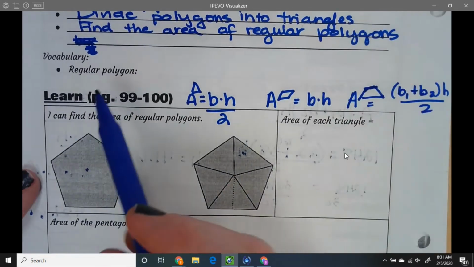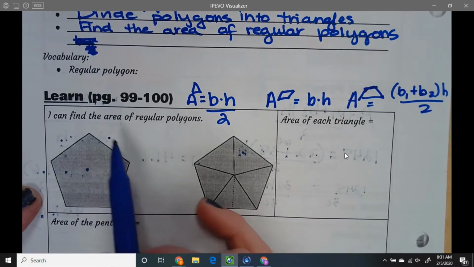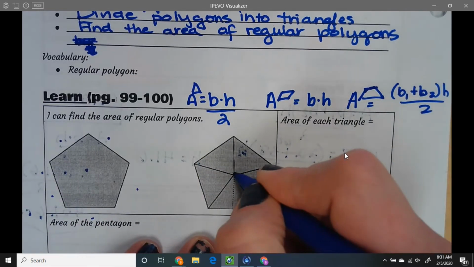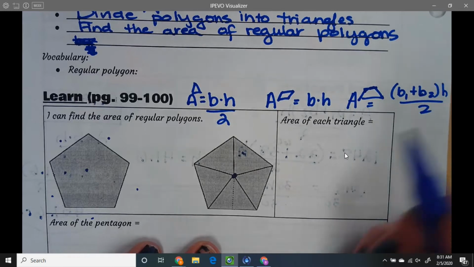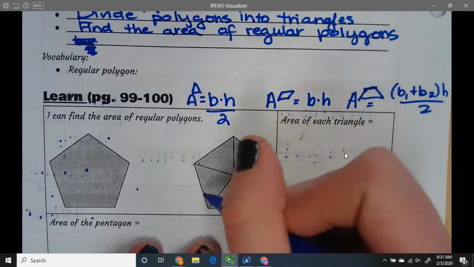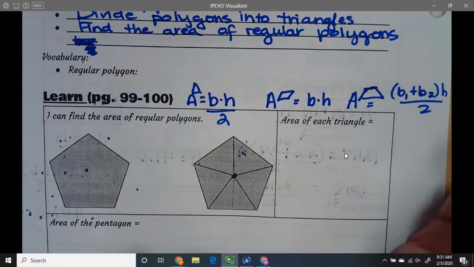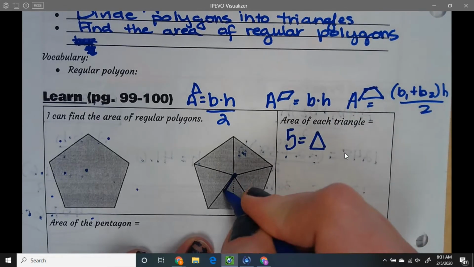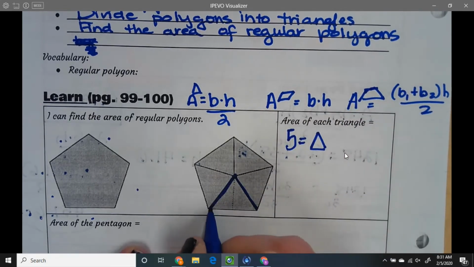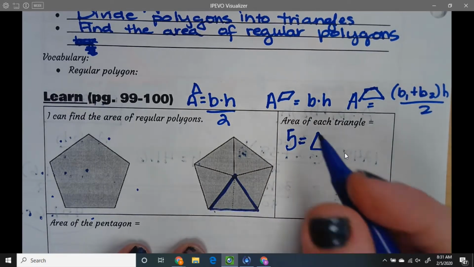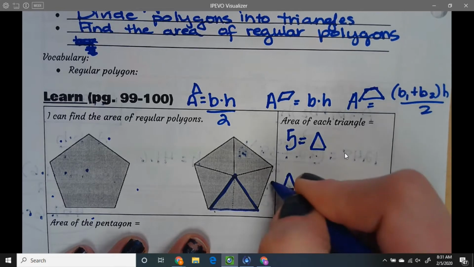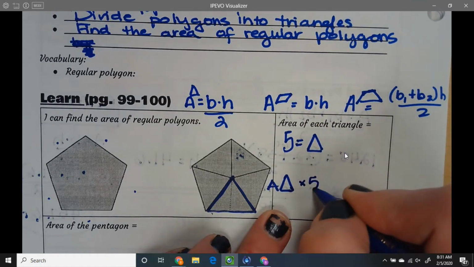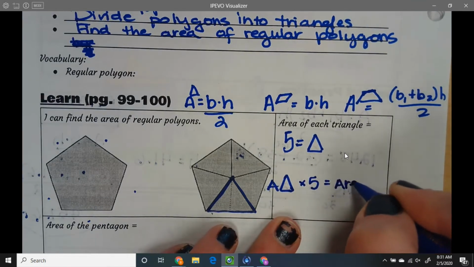So as you can see, this pentagon right here, we know it's a pentagon because it has 5 sides. We can split into 5 triangles. So if I find the center point of the pentagon, I can split it into 5 equal triangles. So really then all I would have to do would be to find the area of one triangle and then multiply it times 5. So I find the area of 1 and then multiply that times 5, and that will give me the area of the pentagon.